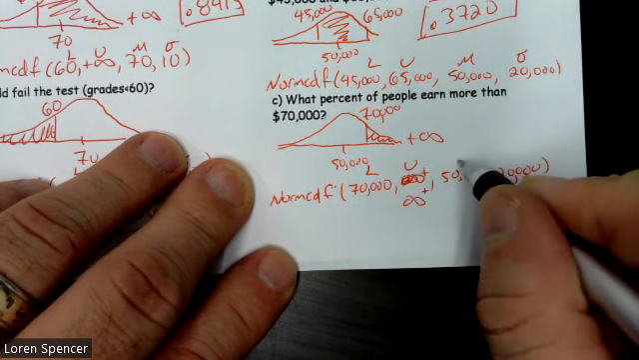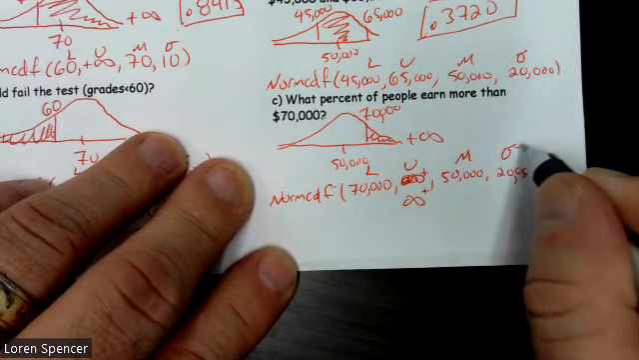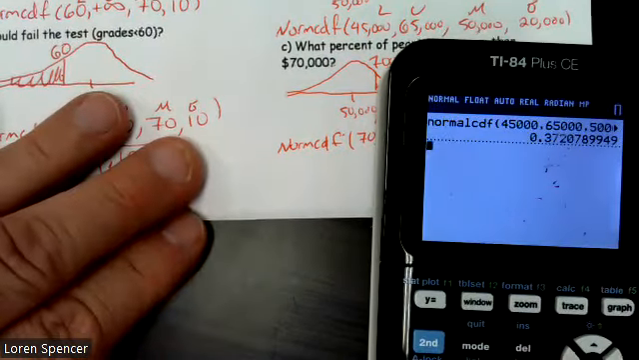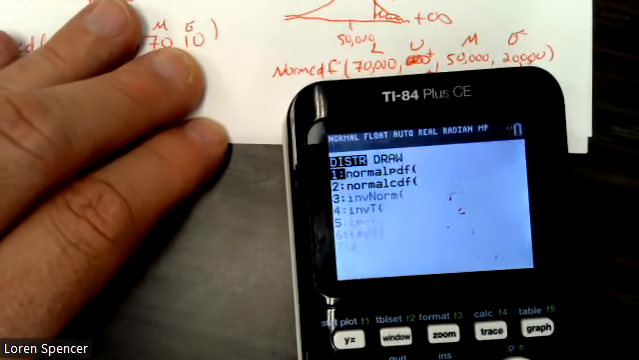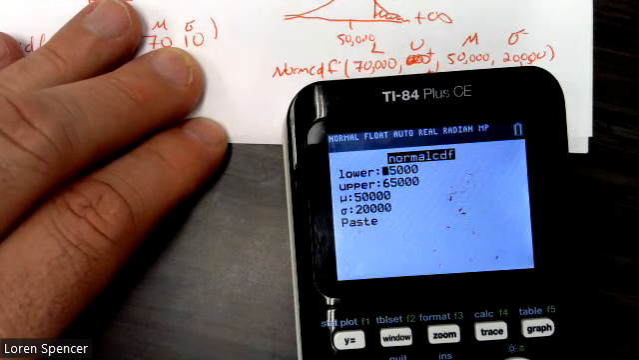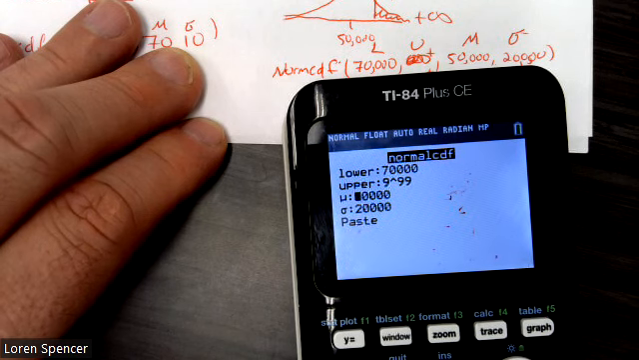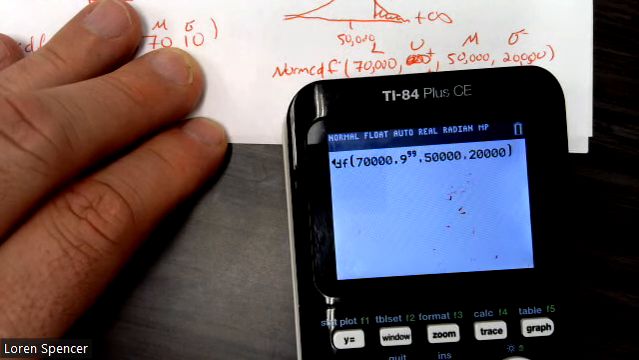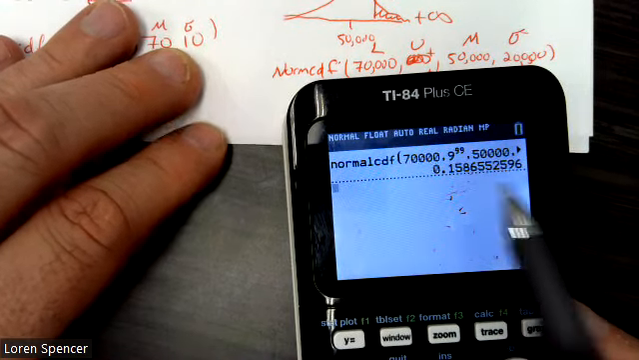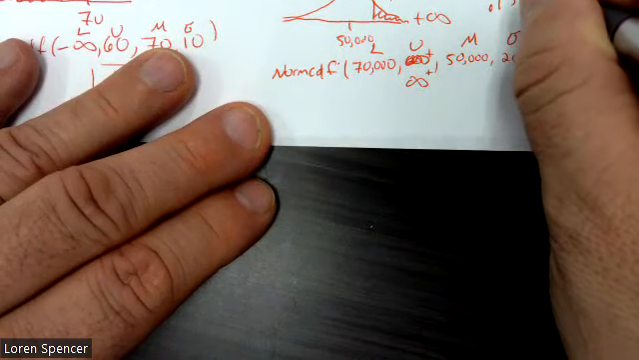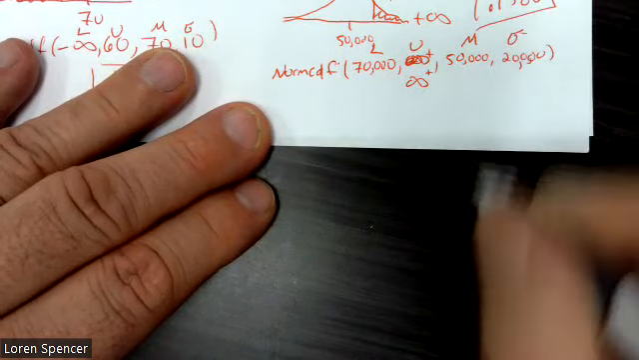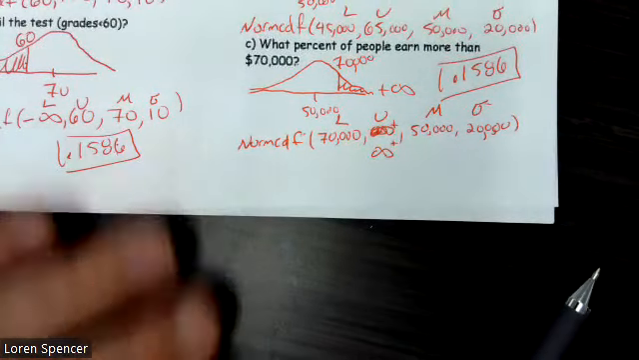Lower, upper, mean, standard deviation. Second vars, normal, CDF, lower bound, 70,000. Upper bound, 9 to the 99th, 50,000, 20,000. And we get about 16%, 0.1586. So 0.1586, about 16% make more than 70,000.